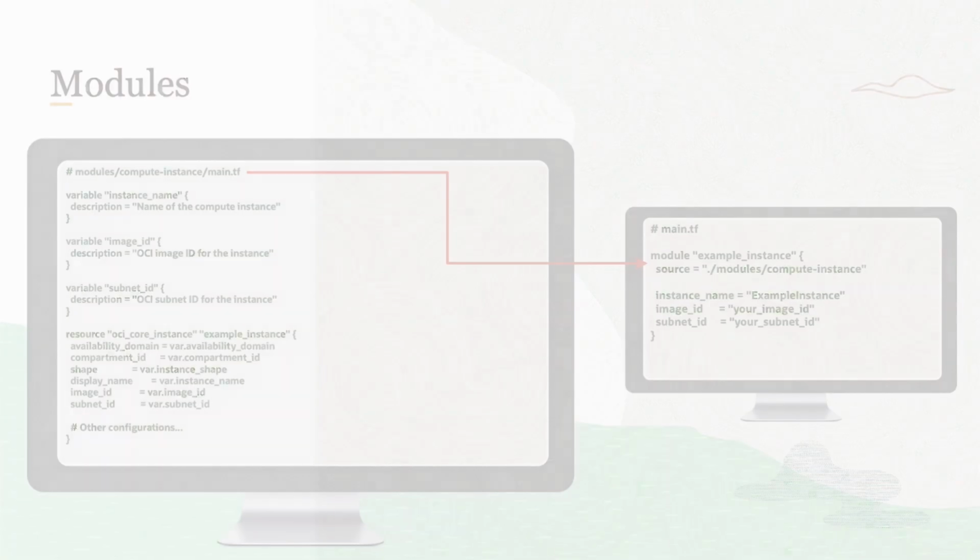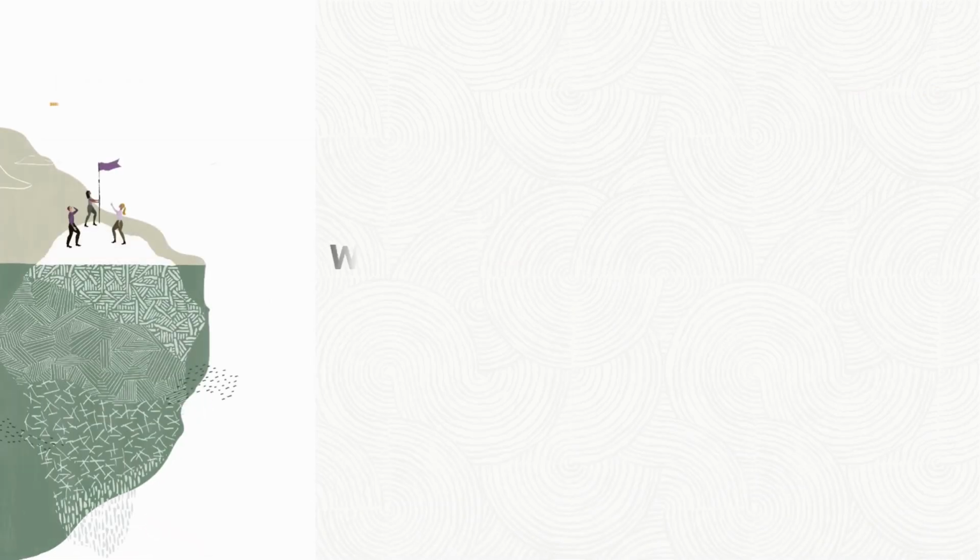Using modules, you can create a standardized set of configurations that can be reused across different parts of your infrastructure. This approach simplifies management and promotes consistency, as changes made within a module can be propagated to all instances where the module is used. By encapsulating your infrastructure components into modules, you can create more maintainable and scalable configurations.